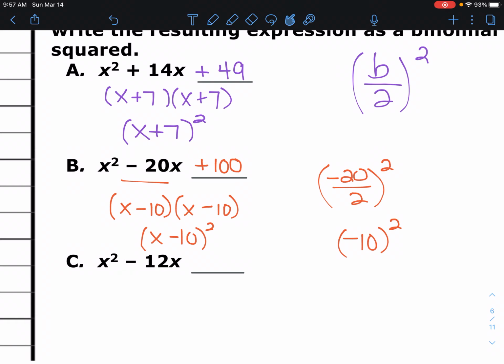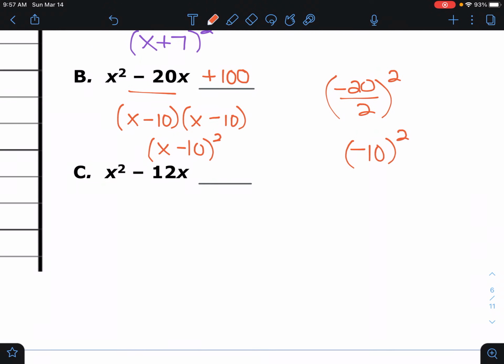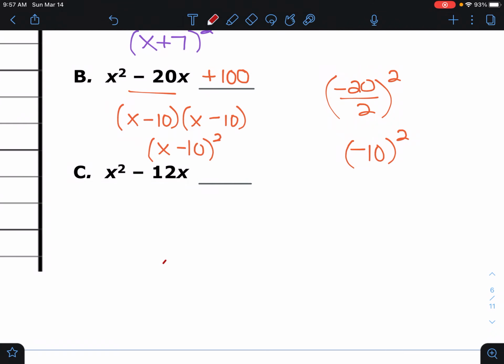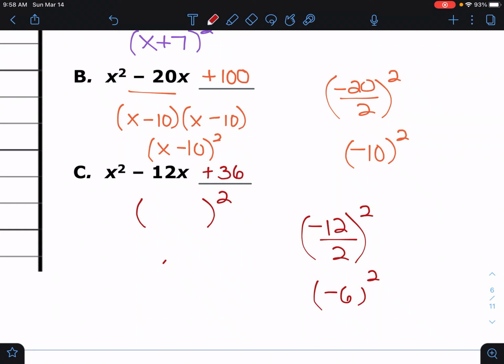Okay, let's try this last one. So let's see. We've got negative 12 divided by 2, squared. So that'd be negative 6 squared, which is 36. And again, if you could do that in your head, great. And then you're going to factor it. And this time I'm just going to go directly to the binomial squared. So this should be (x - 6).